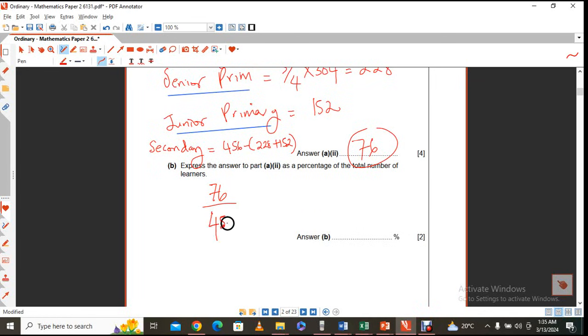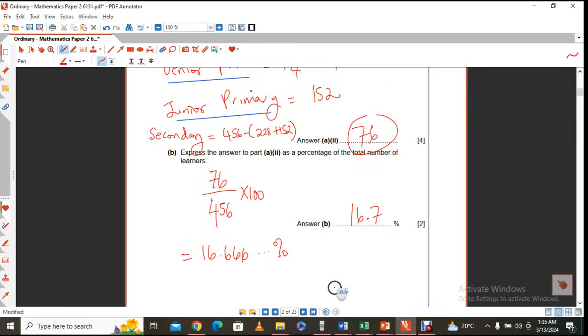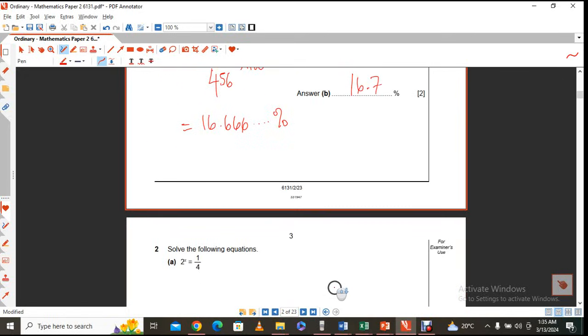The total number of learners happens to be 456. Simply multiply that by 100. Of course, you're going to get a recurring decimal. So you can leave your answer as 16.7, correct to three significant figures.